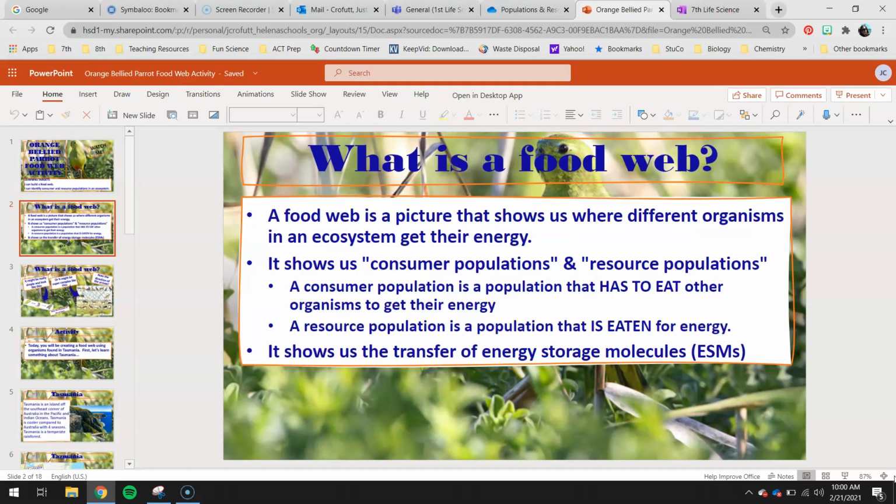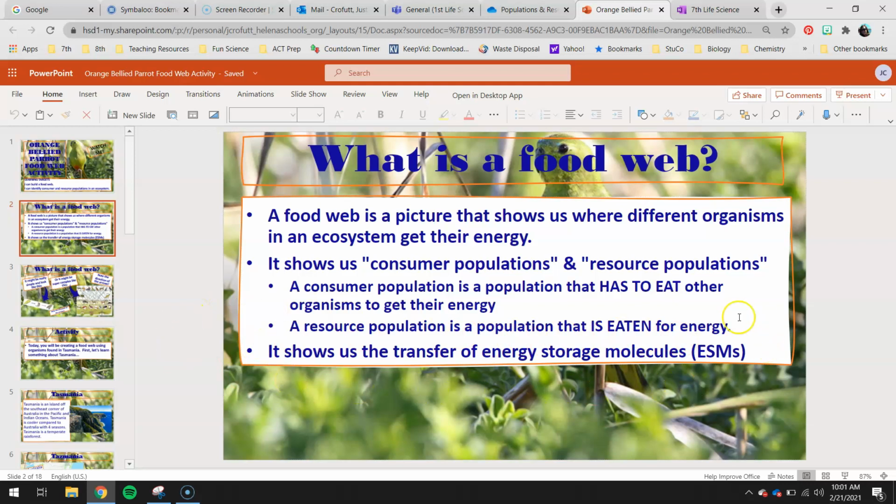There are a lot of animals that are both consumer populations and resource populations. Let's take a look at deer, for instance. A deer is a resource population because it gets eaten. Something like a wolf or a bear eats deer all the time. They are also consumer populations because they still have to eat other organisms to get their energy, and those other organisms are in the form of plants. So you can have some organisms that are both consumer and resource populations, some that are only consumer populations, and some that are only resource populations. They're only ever eaten.